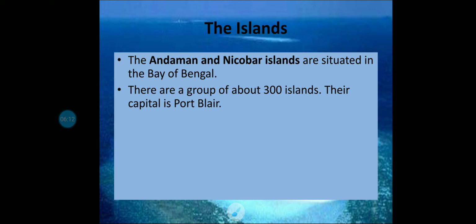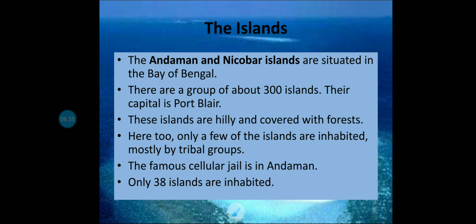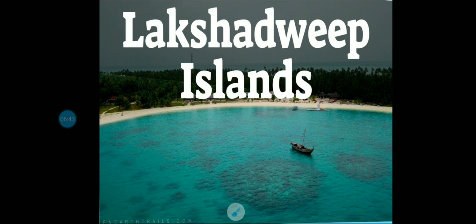There are a group of about 300 islands. Their capital is Port Blair. These islands are hilly and covered with forest. Here, too, only a few of the islands are inhabited, mostly by tribal groups. The famous Cellular Jail is in Andaman. Only 38 islands are inhabited.